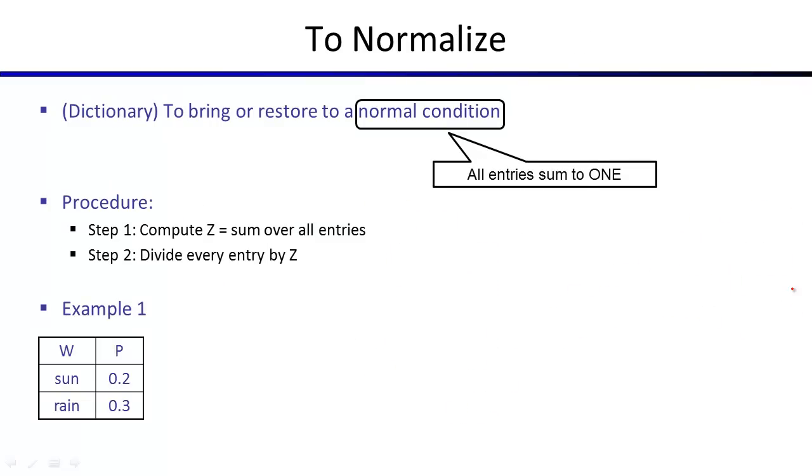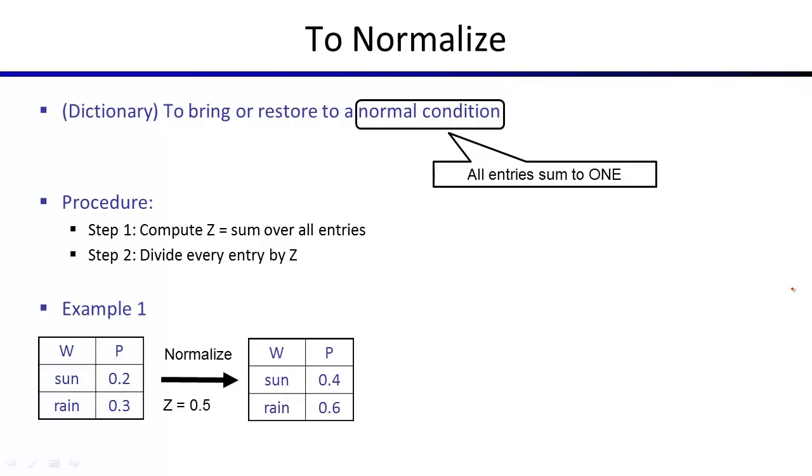So you compute this sum of all the entries, and then you divide every entry by that sum z. Here's the first example. We have a table, it's not normalized. How to normalize it? Well, z equals 0.5, divide each entry by 0.5, and this is what you get.